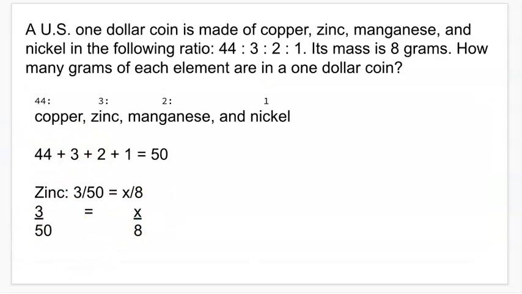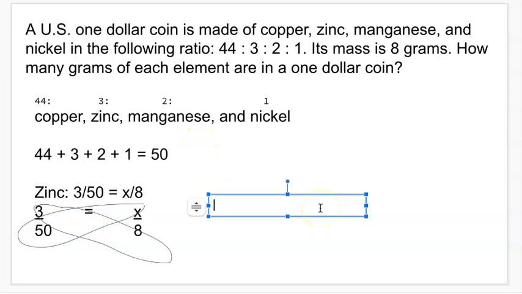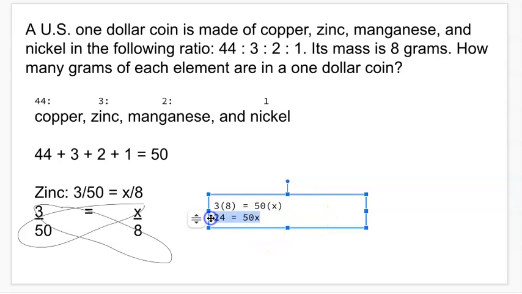Solving for x, we cross multiply. So remember, cross multiply, we multiply 3 times 8, and we multiply 50 times x, and we set them equal to each other. I'm going to use parentheses to show multiplication, because if I use an x, it'll get confused with the actual x. So 3 times 8 equals 50 times x. So that would be 24 equals 50x. And then in order to solve, we divide both sides by 50. So divide that side by 50 and divide this side by 50.